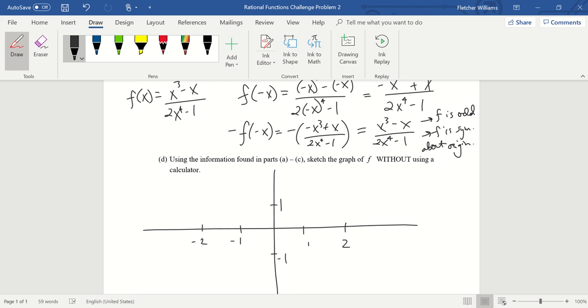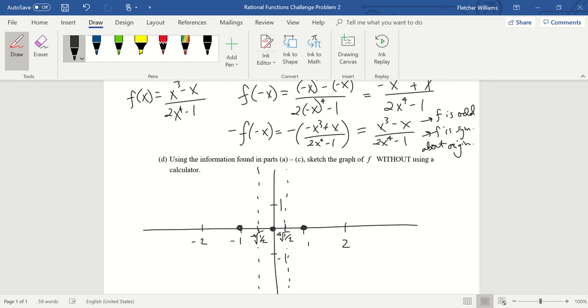We know we have vertical asymptotes somewhere at the fourth root of a half and the negative fourth root of a half. So that's somewhere in here. So I'll just say fourth root of a half somewhere in there and negative fourth root of a half. We know we have a point at the origin. We know we have x-intercepts at 1 and negative 1.